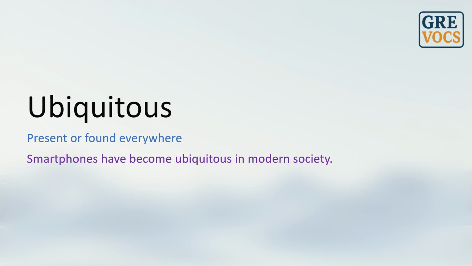It's an adjective, and it means something that is present, appearing, or found everywhere. Imagine walking through a city. No matter where you look, you see people using smartphones. They're in cafes, on buses, in offices, everywhere. That's what ubiquitous means. In this context, you can say that smartphones have become ubiquitous in modern society. So when something is so common that it seems to be all around you, you can call it ubiquitous.